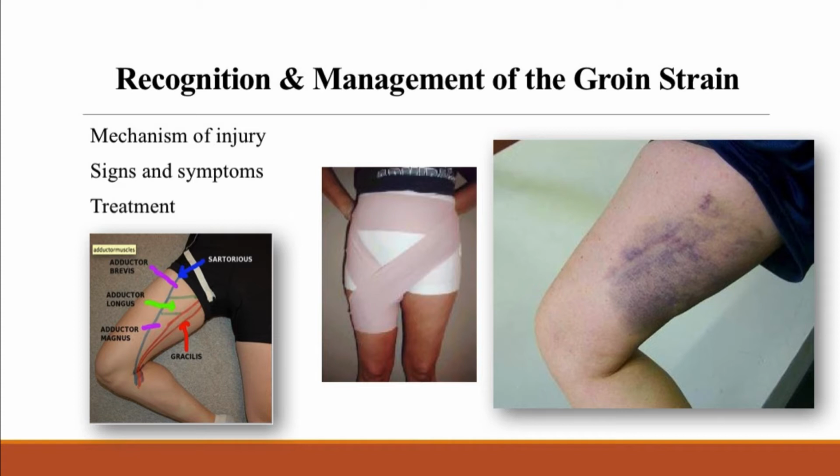Treatment includes RICE, groin and thigh braces, heat therapy after 72 hours, and a progressive stretching and strengthening regimen. The athlete must achieve 80% of the strength of the non-injured groin to return to activity. This is the general rule for all muscle strains.